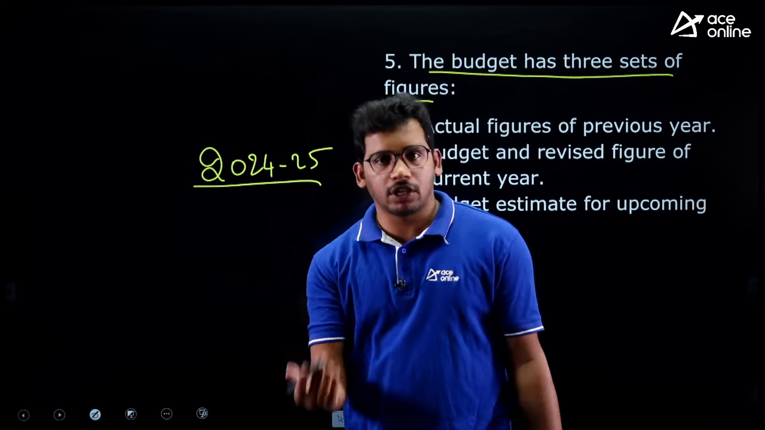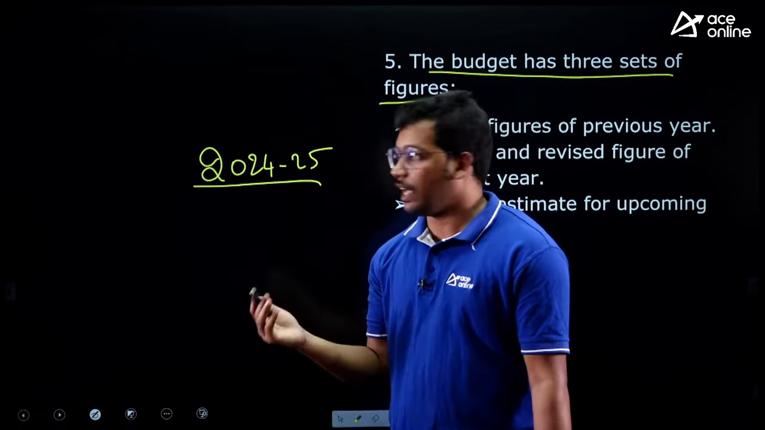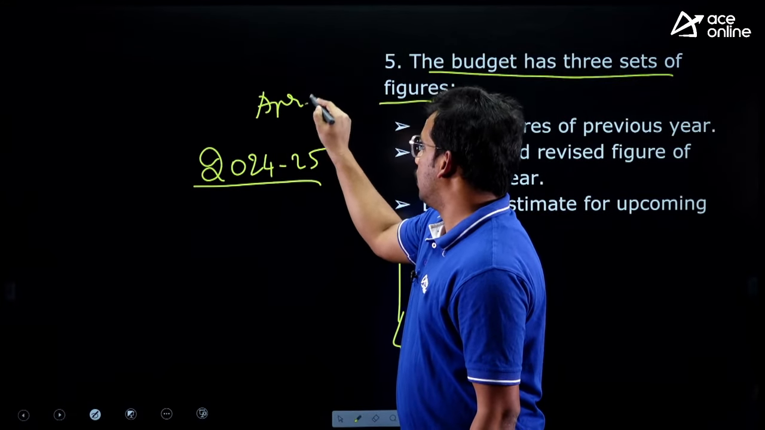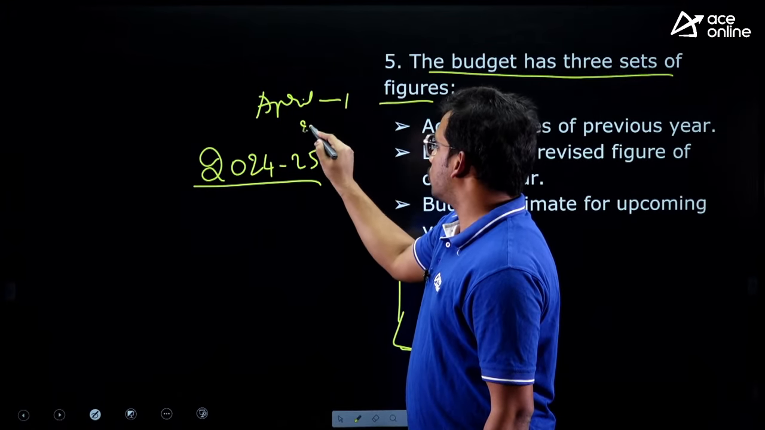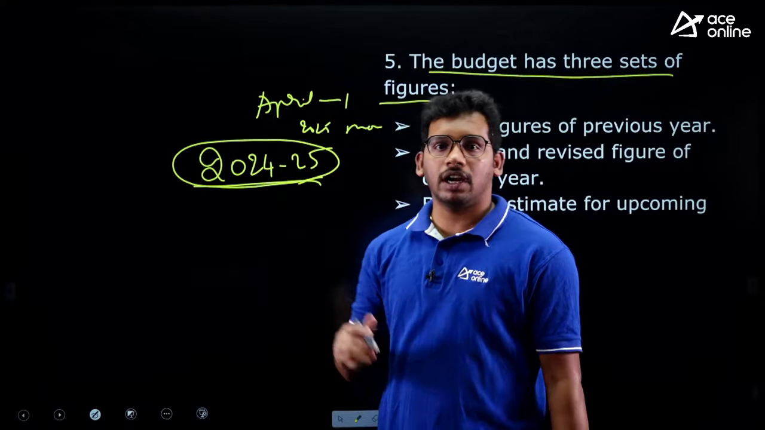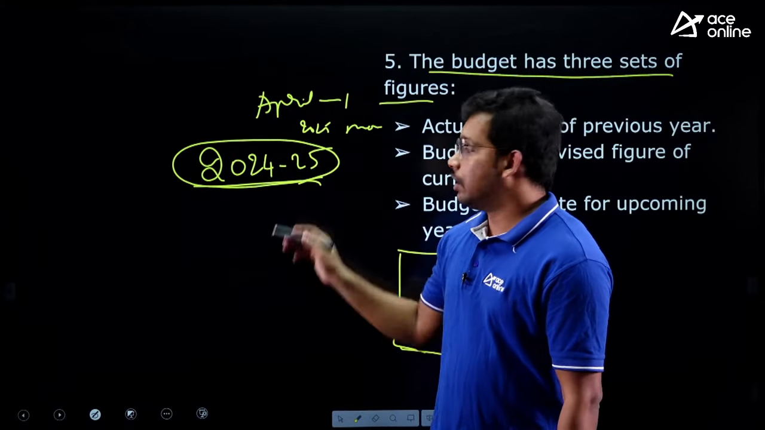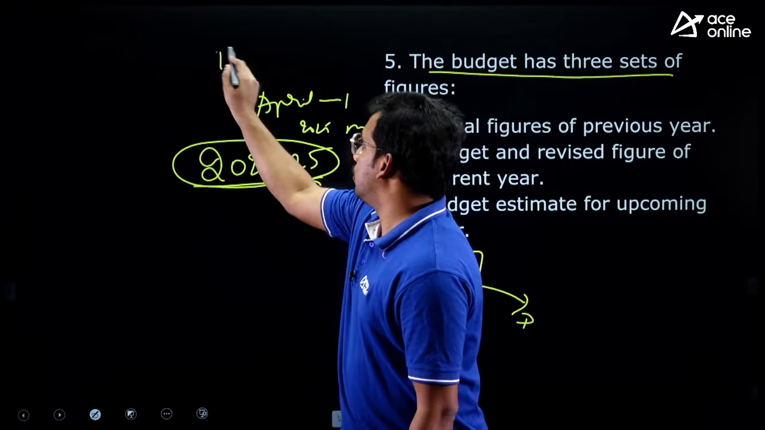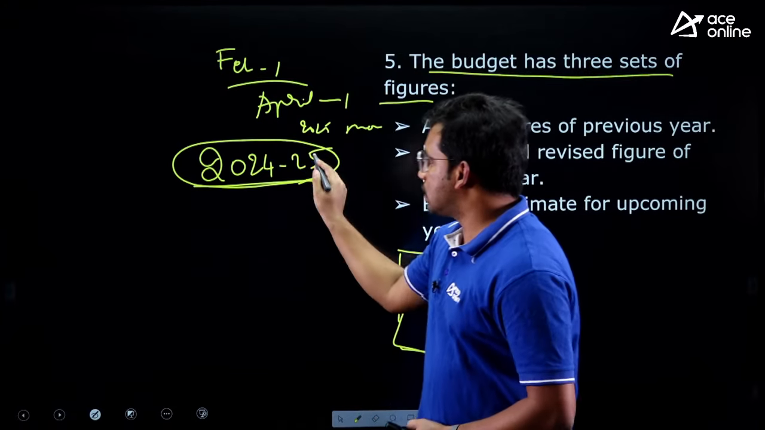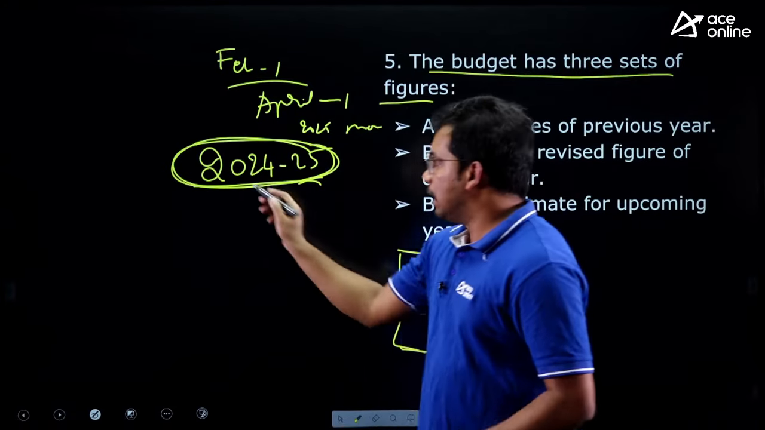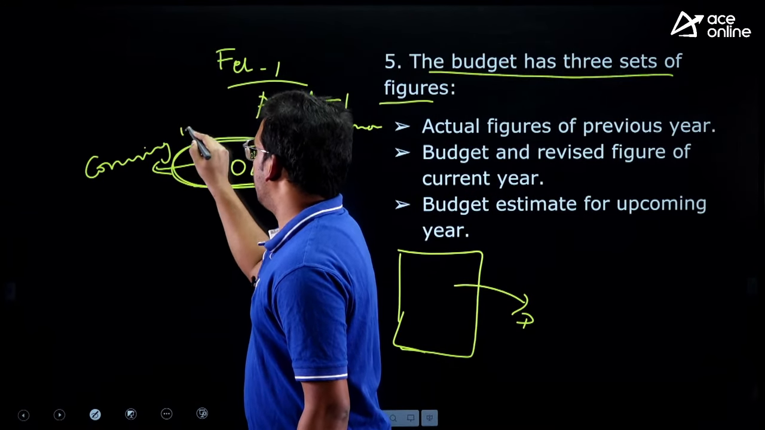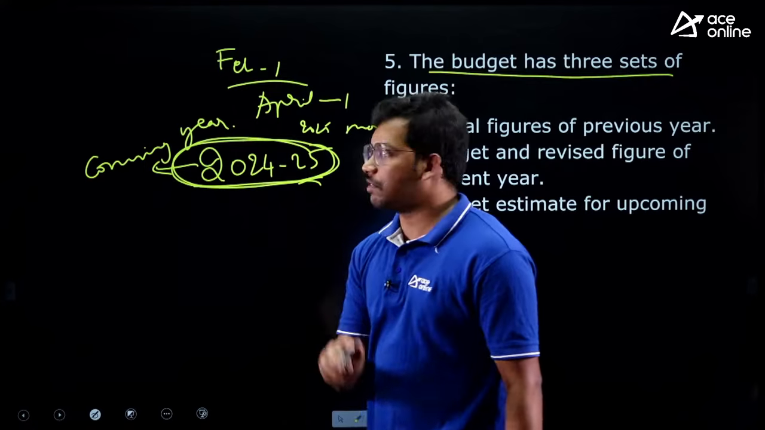So this budget which the government put forward yesterday was for 2024, April 1 to 2025 March 31. So this is the coming year. Because it was put forward on February 1, this 2024-25 is the coming year. Okay, so remember this is very important.